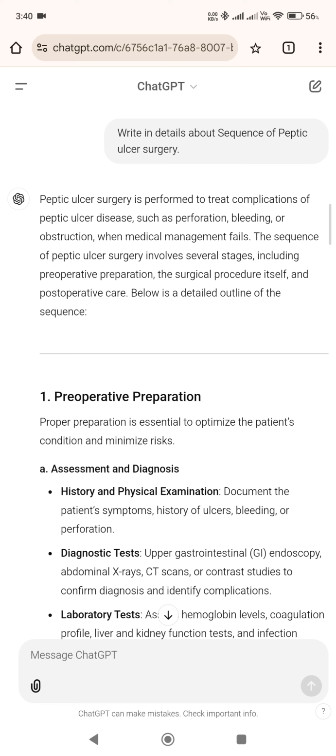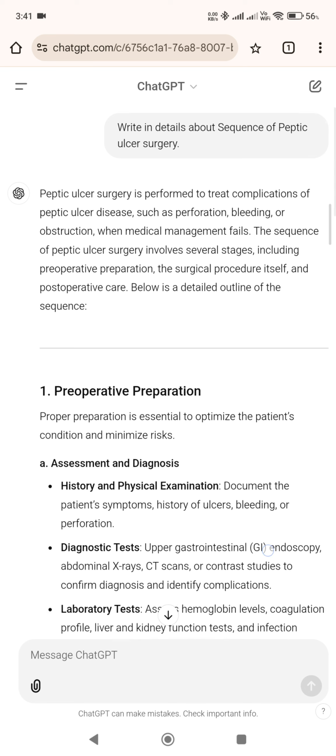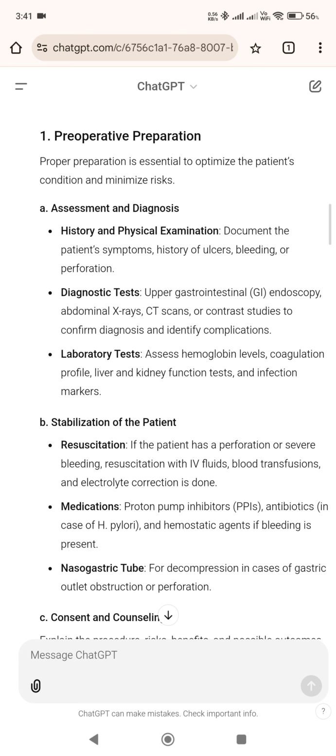1. Preoperative preparation. Proper preparation is essential to optimize the patient's condition and minimize risks. A. Assessment and diagnosis. History and physical examination: document the patient's symptoms, history of ulcers, bleeding, or perforation. Diagnostic tests: upper gastrointestinal (GI) endoscopy, abdominal X-rays, CT scans, or contrast studies to confirm diagnosis and identify complications. Laboratory tests: assess hemoglobin levels, coagulation profile, liver and kidney function tests, and infection markers.